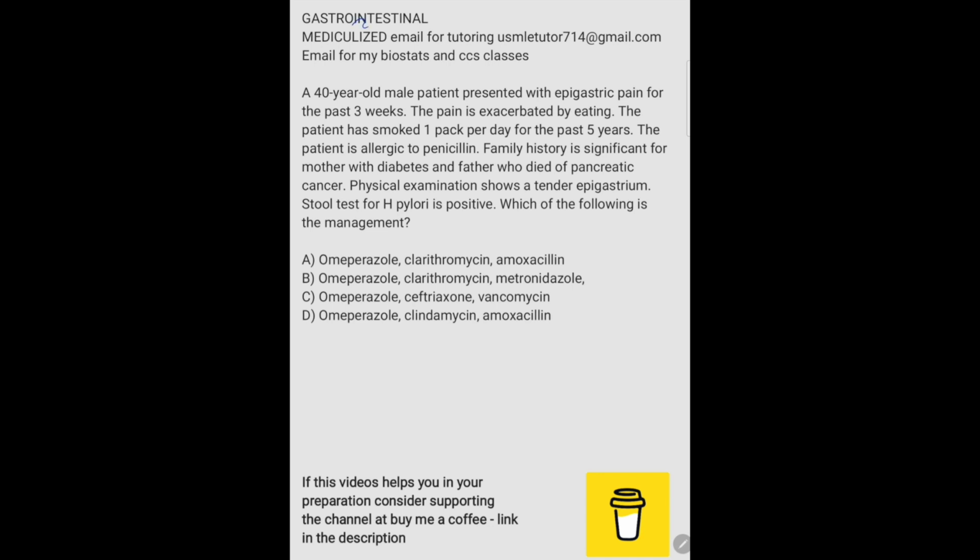Hello everyone, and welcome to another day of high yield USMLE questions. Today we will be talking about gastrointestinal. So we have a 40-year-old male patient presented with epigastric pain for the past 3 weeks. The pain is exacerbated by eating. The patient has smoked 1 pack of cigarettes a day for the past 5 years. The patient is allergic to penicillin. Family history is significant for a mother with diabetes and a father who died of pancreatic cancer. Physical examination shows a tender epigastrium. Stool for H. pylori is positive. Which of the following is the management?